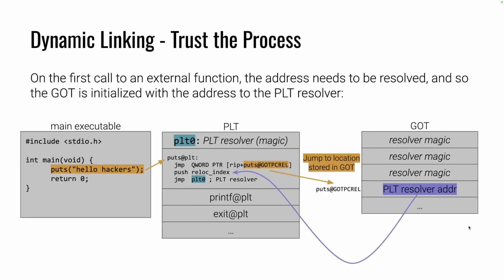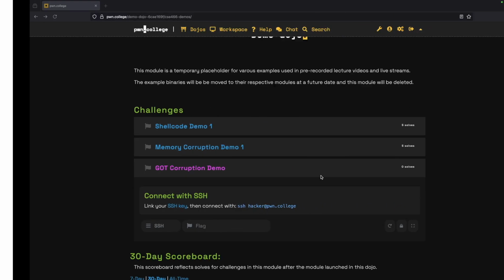On the first call to an external function, we don't know where that function is located, and so the address needs to be resolved. When the process starts up, all of the entries in the GOT are initialized to the PLT resolver address. Now our executable calls puts, but this really goes to that stub, puts at PLT. Inside of the stub, it is going to jump to an address that is stored inside the GOT. So we're going to have this type of instruction right here, a jump to RIP plus puts at GOT.